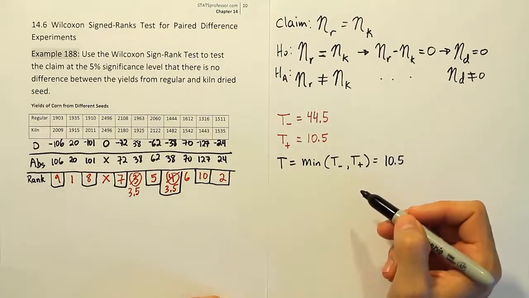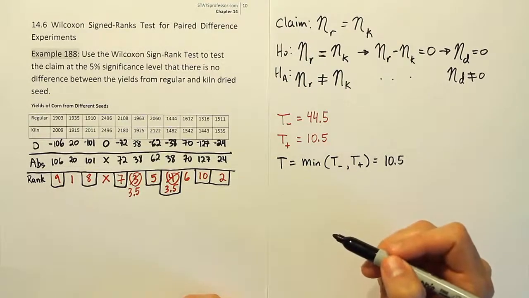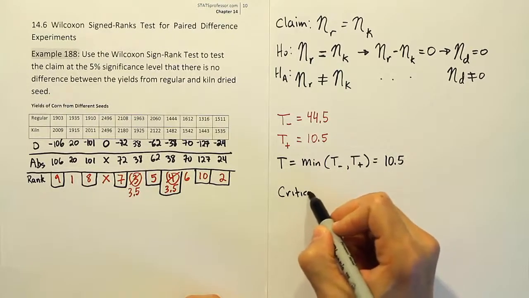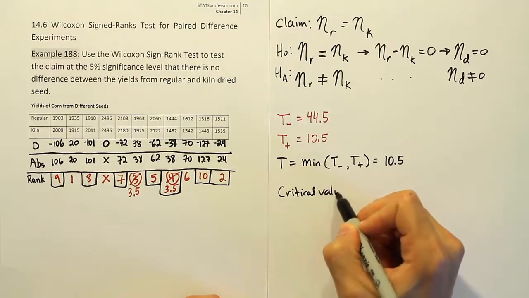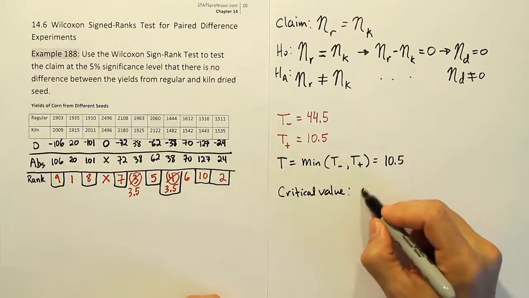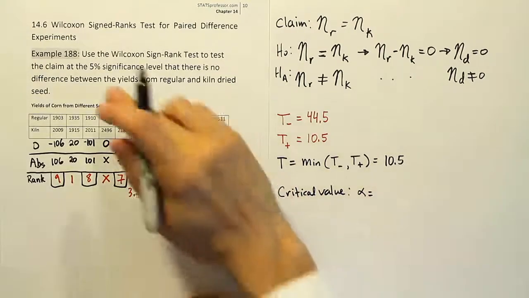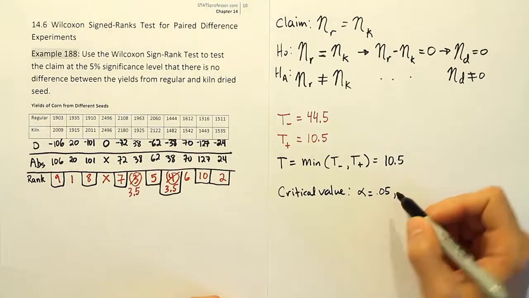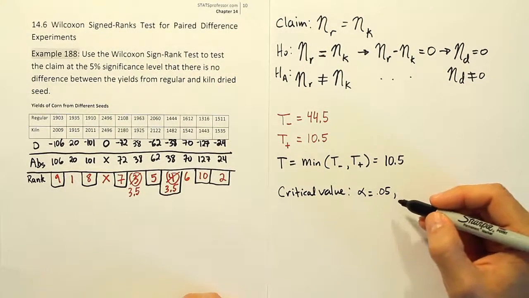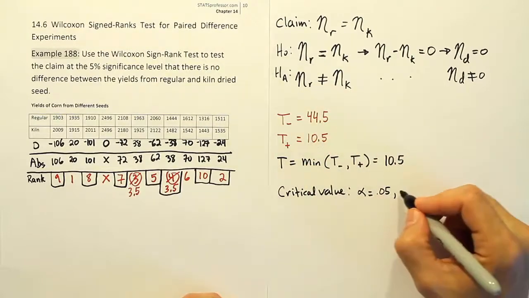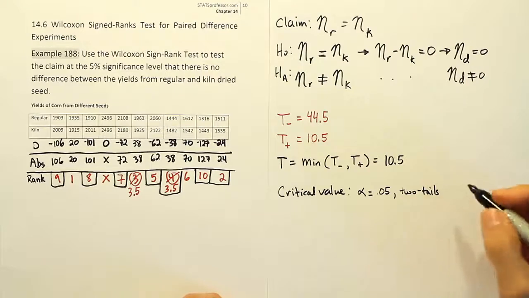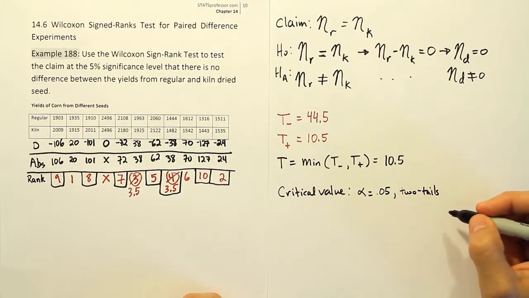Let's go to our critical value, and we have to go there armed with certain information. We need to know for the critical value the following things. We need to know what alpha is. So what's alpha in this problem? It's 5%, right? So 0.05. We need to know what kind of test it is, one-tailed or two-tailed. That's a two-tailed test, right? So 2 tails.